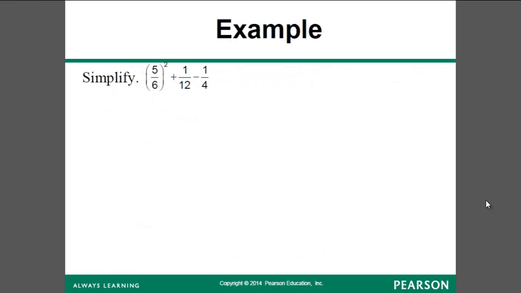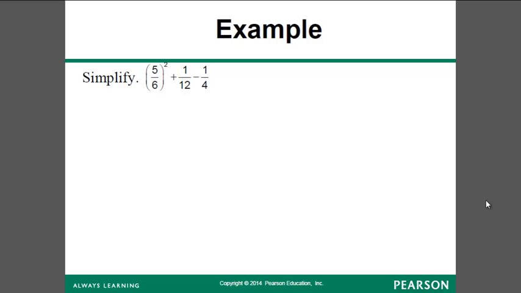First of all, if we have 5/6 squared plus 1/12 minus 1/4, we notice that we don't have a complex fraction. All we have are fractions added and subtracted. When looking at this, I have a set of parentheses, but there's nothing to simplify inside those parentheses. So I do not have to do anything as far as the grouping symbols.